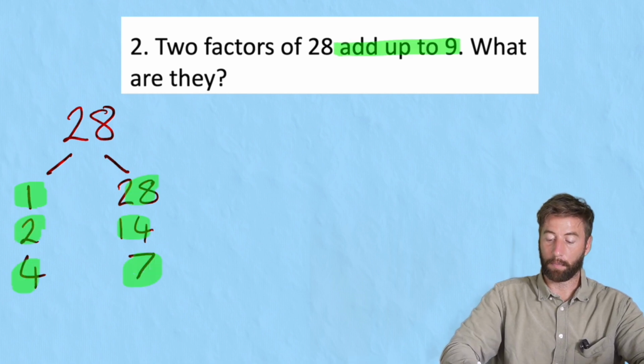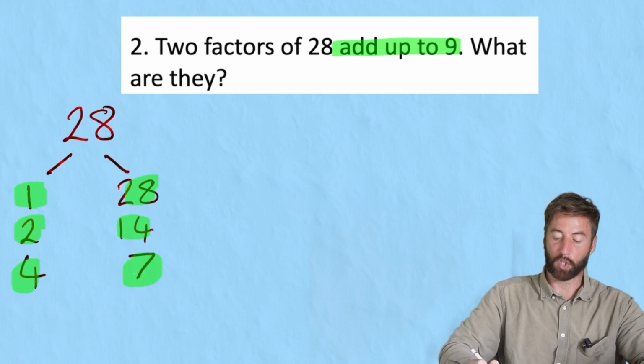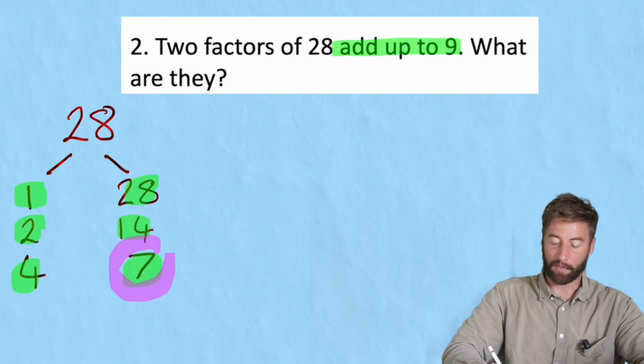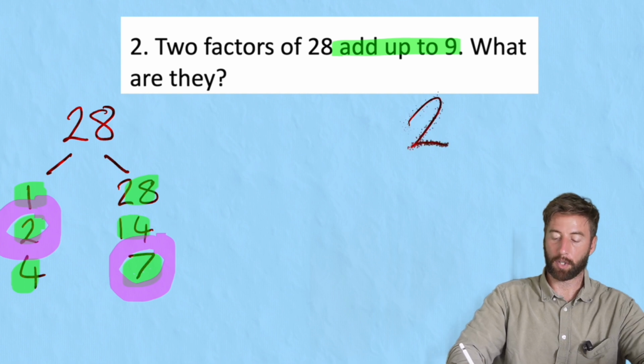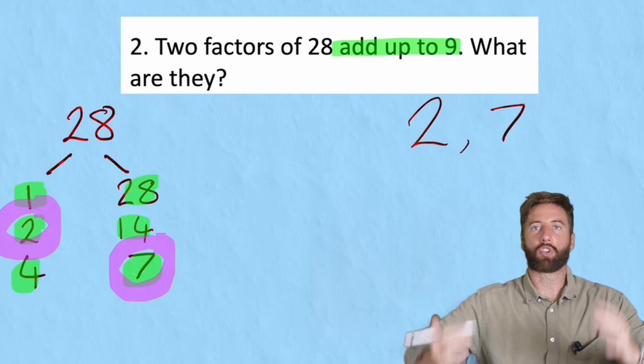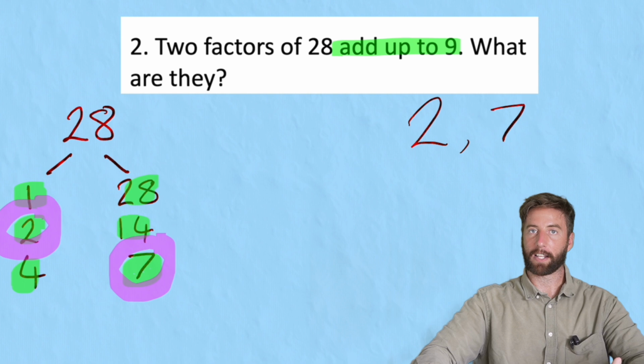And it says 2 of them need to add up to 9. Which 2 are they? Well, I think I can get my 7 and add it to my 2, and I'm going to get 9. So my answer would be 2 and 7. Not too challenging when we understand what a factor pair is.